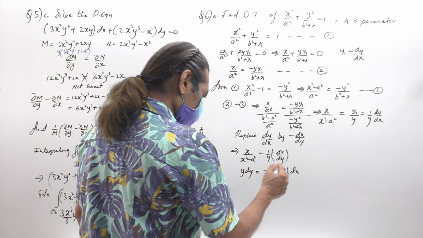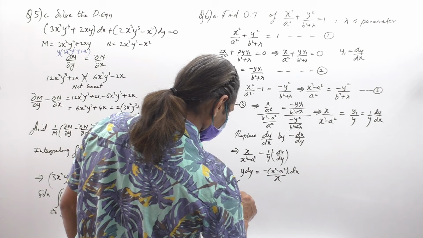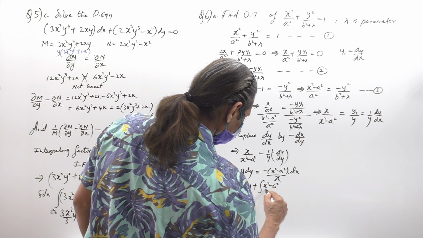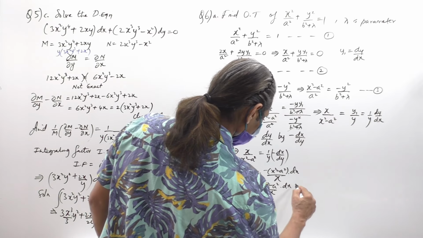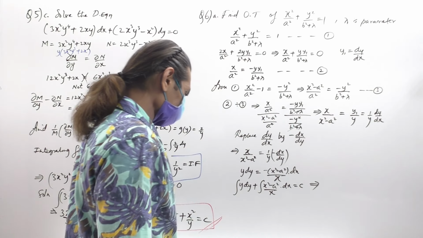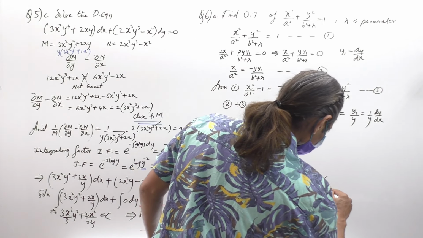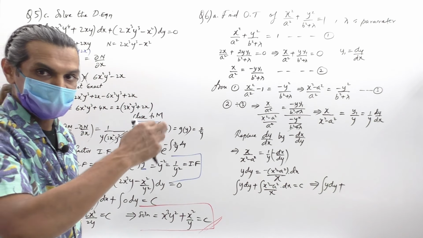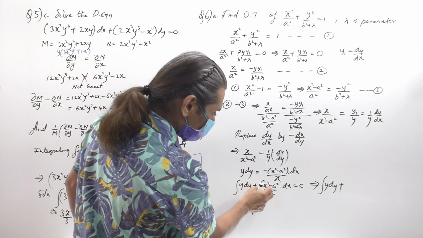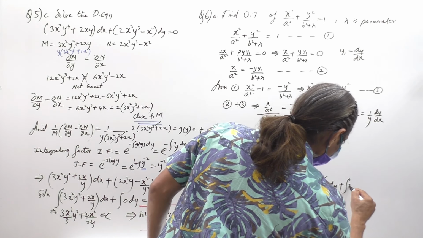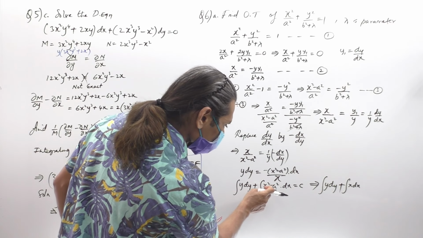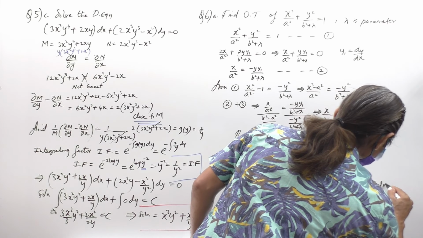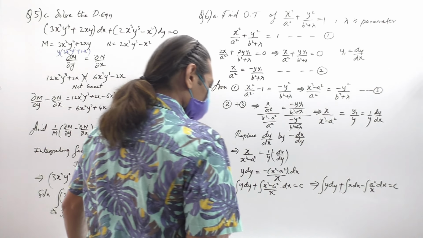So let's integrate this now. The solution will be integration of y dy plus integration of x square minus a square by x dx is equal to c. Let's separate this: integration of y dy plus, since a plus b by c is a by c plus b by c, x square by x will be x only, so x dx, and minus a square by x dx is equal to c. Simple integration.